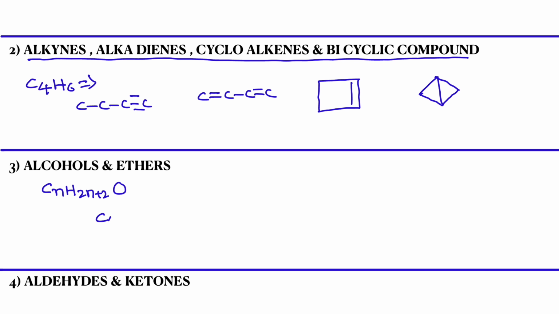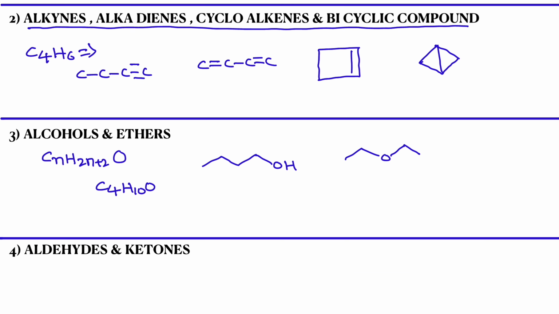Here I am taking C4H10O, and here the structure I am writing is like this, and another structure I am writing will be like this. So alcohols and ethers are functional group isomers, but you need to check whether they have the same molecular formula or not. If one has 4 carbons and another has 3 carbons, in that situation they are not at all isomers. They should have the same molecular formula.